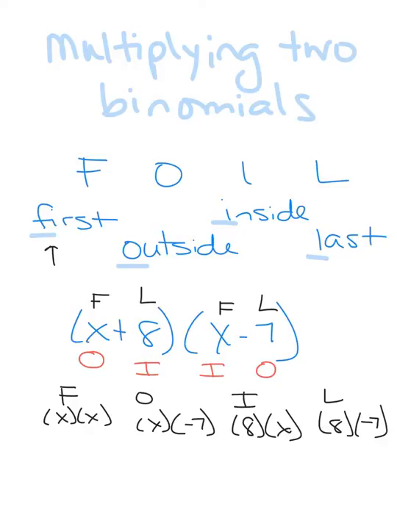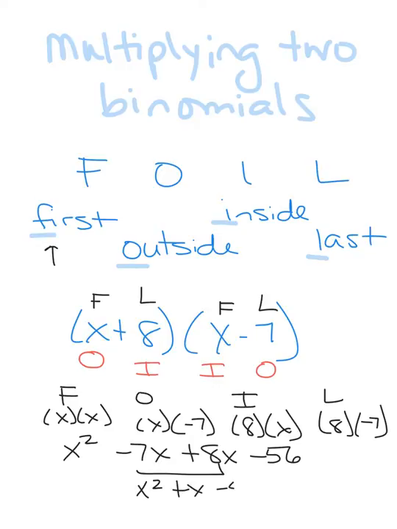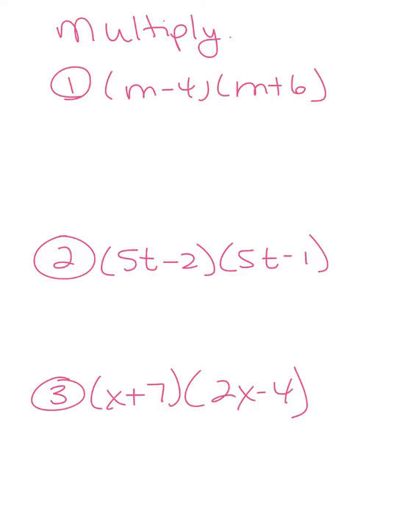So x times x gives me x to the second. X times negative 7 gives me negative 7x. My inside is 8 times x, that gives me positive 8x. And my last, 8 times negative 7, gives me negative 56. Now all I have to do at this point is combine my like terms, which is right there. So I have x to the second, negative 7x plus 8x gives me positive x. And then my last term is negative 56. So there's my final answer right there.